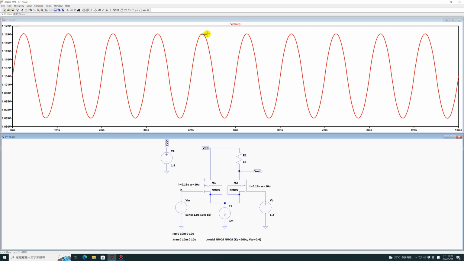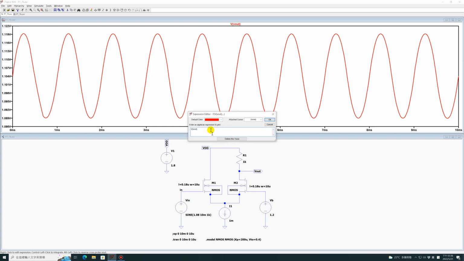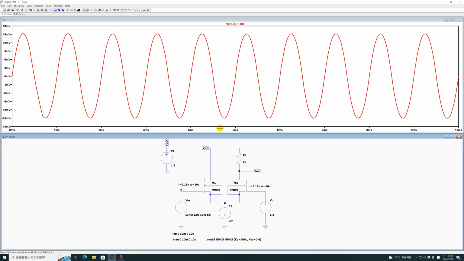So if I minus 1.104, can you see? It's 15 millivolt, and here I have 10 millivolt. So the gain is 1. If you change the bias, the gain is 1. Okay? That's really what happened here.